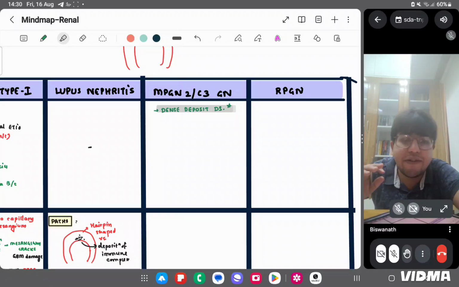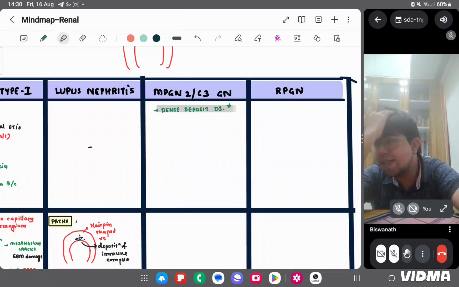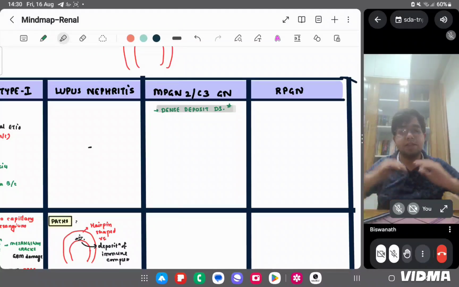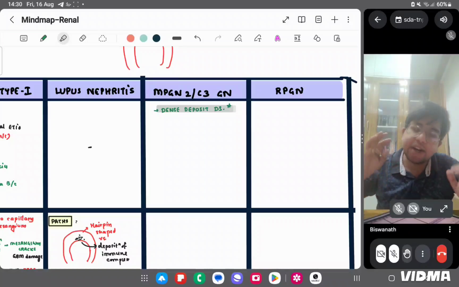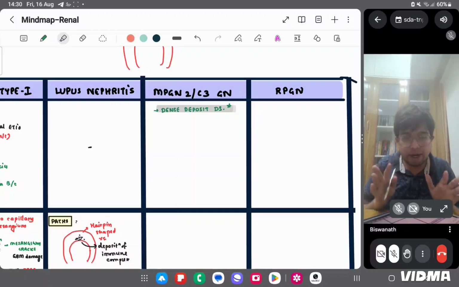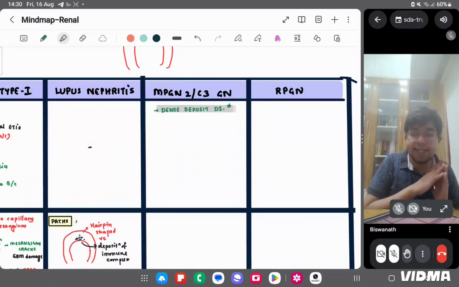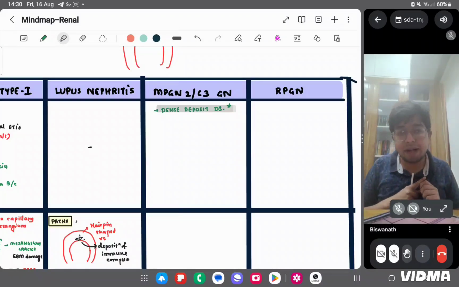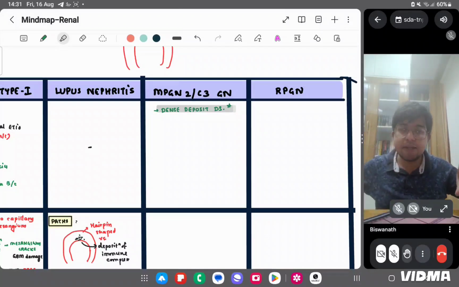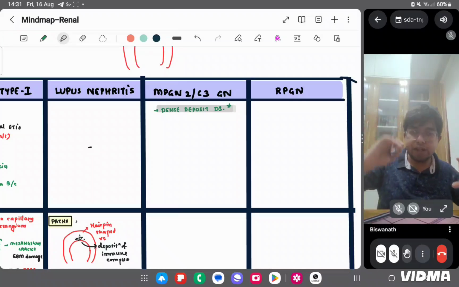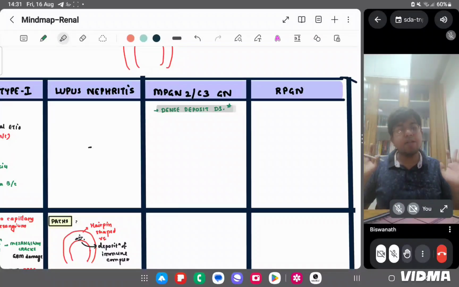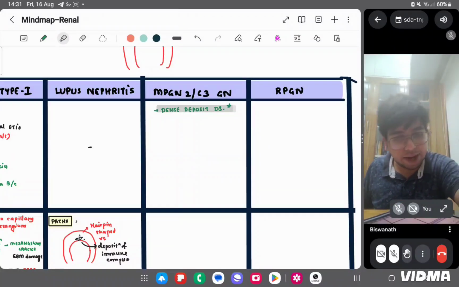Okay, the C3 nephritic factor. What happens is, just listen to me first. There is something such as factor I and factor H. In a normal body, factor I and factor H destroy the C3 convertase. If you have read the complement pathway, the C3 convertase is the one converting C3 to C3a plus C3b. So this destroys the C3 convertase, due to which there is no complement activation. Understood? This is the basic mechanism.